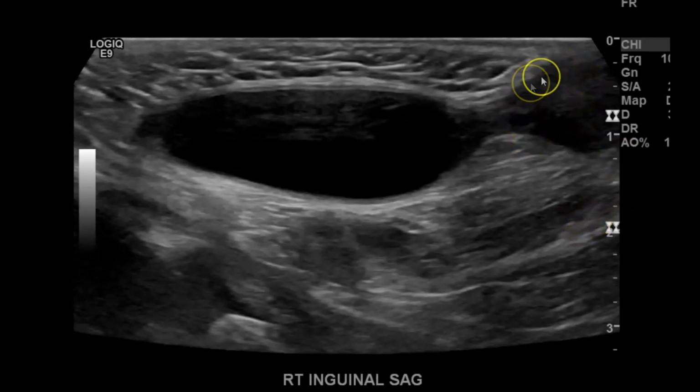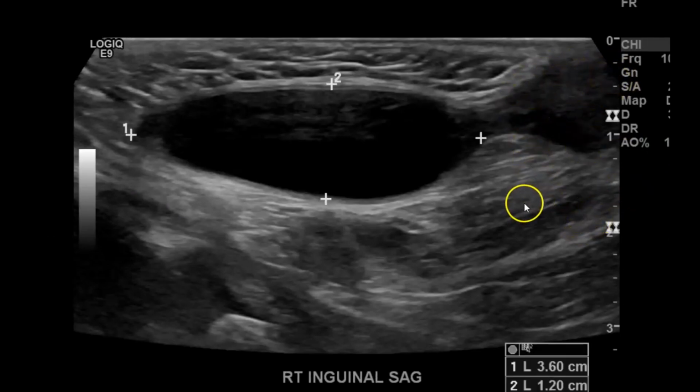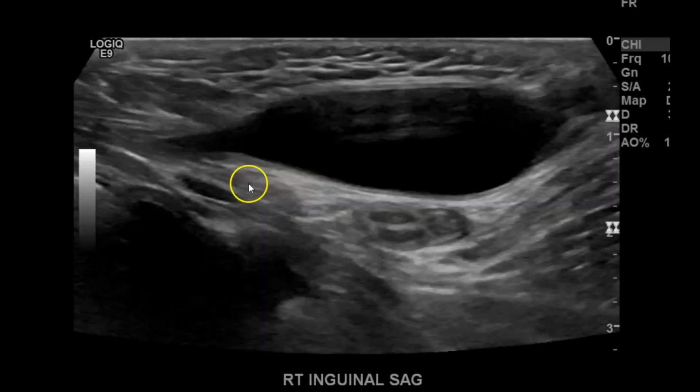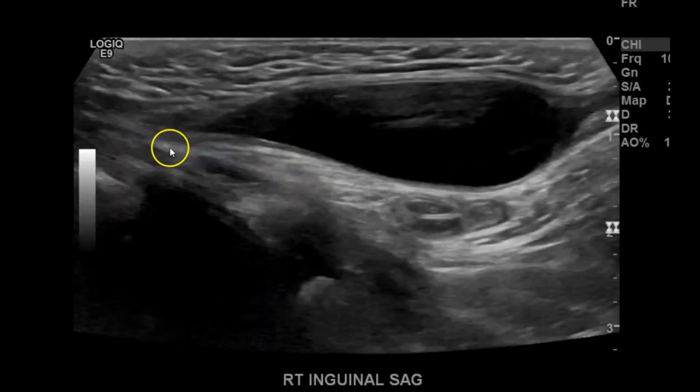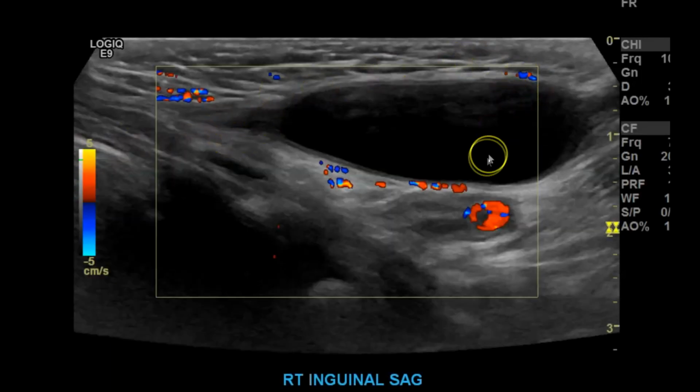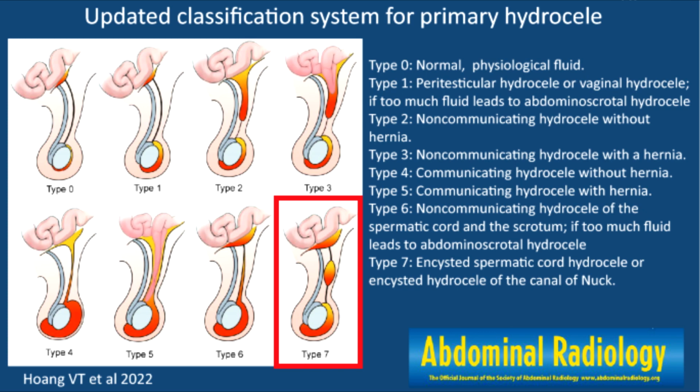Here you can see a little bit of the epididymis, beginning of the testicle. So it's in the right inguinal canal. And here you can see it where it tapers down. So the peritoneum would be somewhere over here. And here you have an encysted hydrocele or a spermatic cord hydrocele.